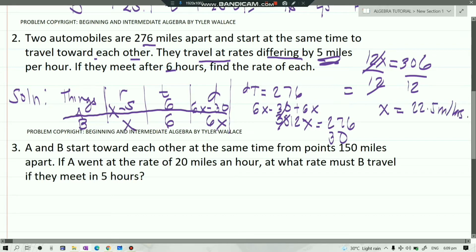Okay? So, this is the rate ni vehicle B. Then, for A, that is 22.5 minus 5. That is 17.5 miles per hour. So, ito yung ating answers.